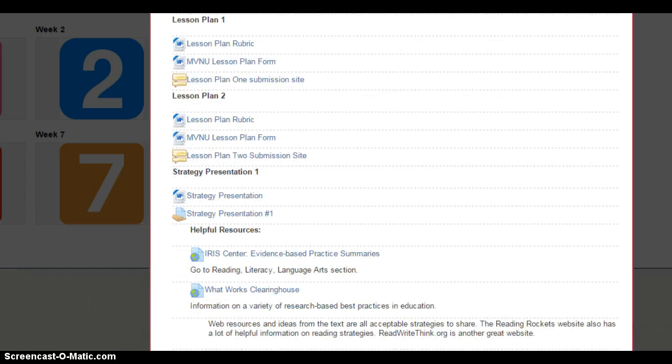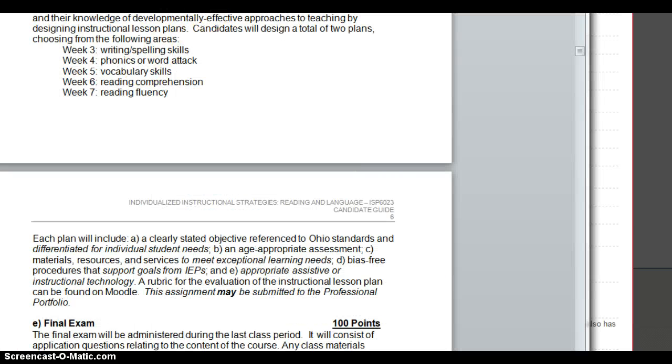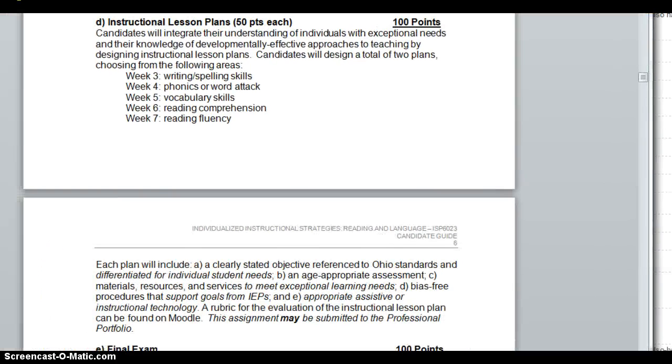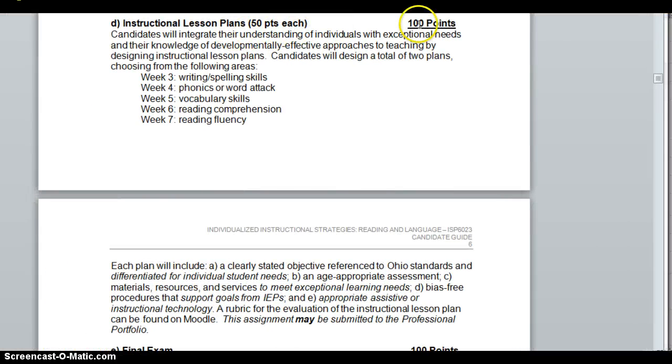If you go down to your candidate guide, I just wanted to reiterate that you have 2 instructional lesson plans. They're worth 50 points each. And so you're going to integrate your understanding of individuals with exceptional learning needs and the knowledge that you've gained of developmentally effective approaches to teaching by designing instructional lesson plans. And you're going to design a total of 2 plans, choosing from any of the following areas.